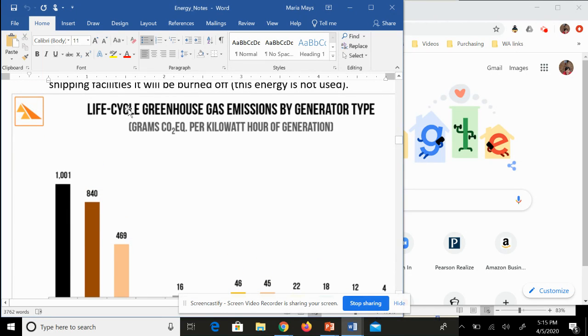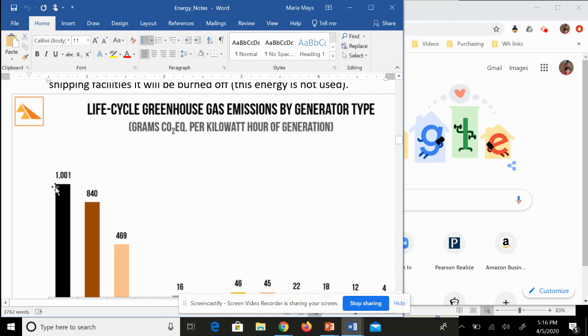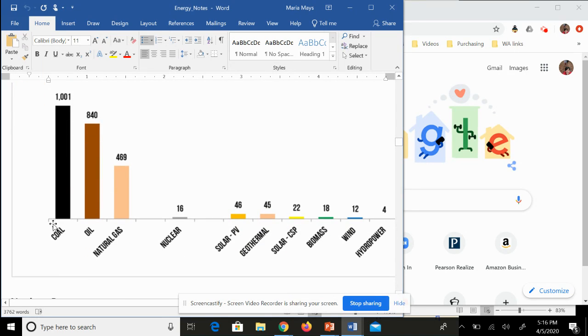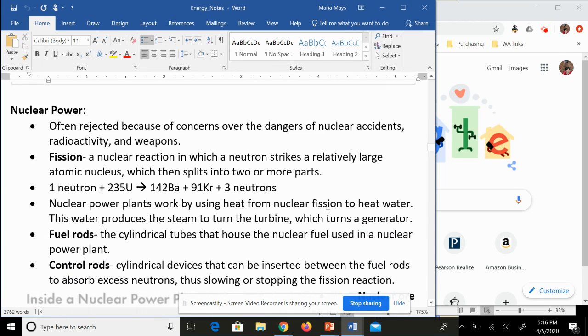All right, so here are the life cycle greenhouse gas emissions by generator type. So based on what you're using, how many greenhouse gases are put out during the entire life of this product. So coal, the highest, then oil, then natural gas. And then down here we have our more renewable sources, with hydropower being the best.